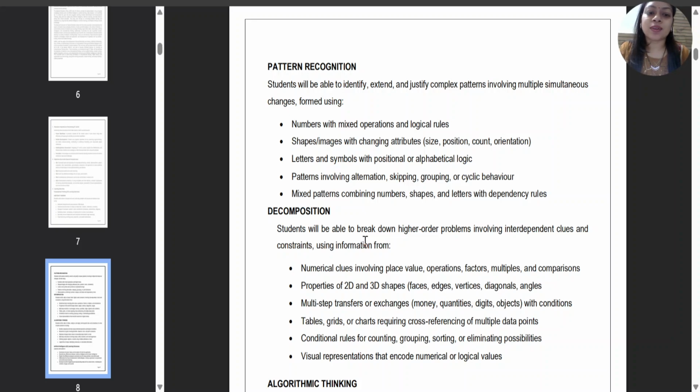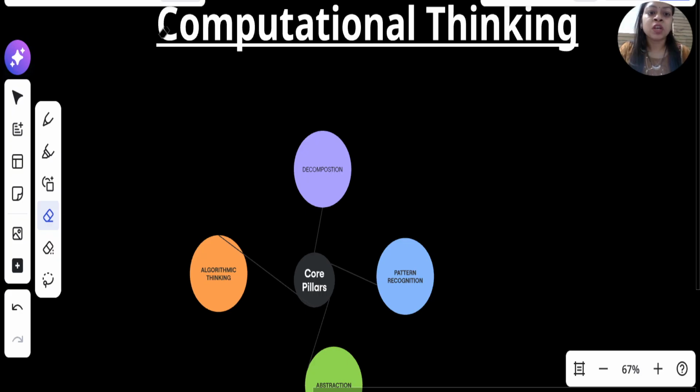But before starting this book, let's understand what CT actually means. So computational thinking is basically a systematic problem solving process that involves breaking down complex challenges, recognizing patterns, filtering out unnecessary details and designing a step-by-step algorithm. If I speak it in a very simple format, CT basically holds four pillars.